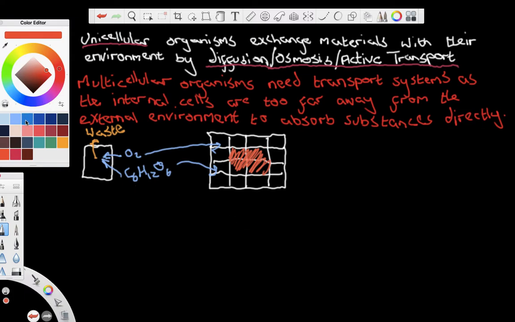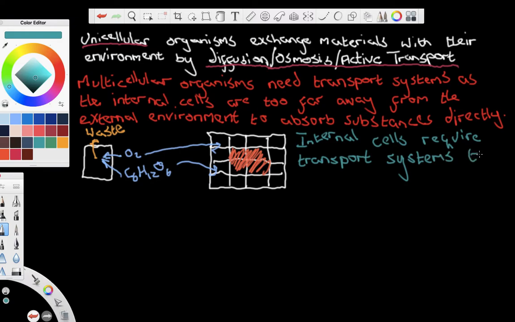So we can write down that internal cells require transport systems to deliver / remove substances for them.